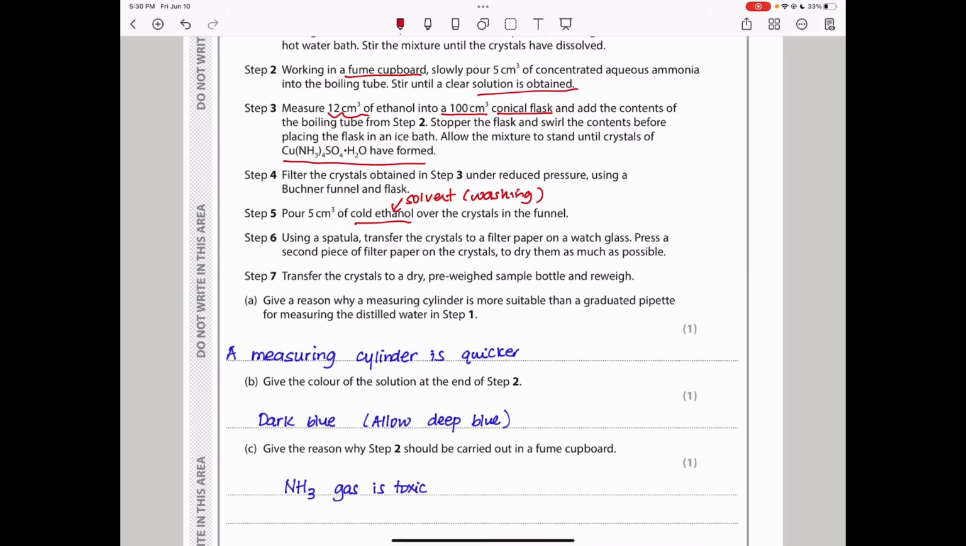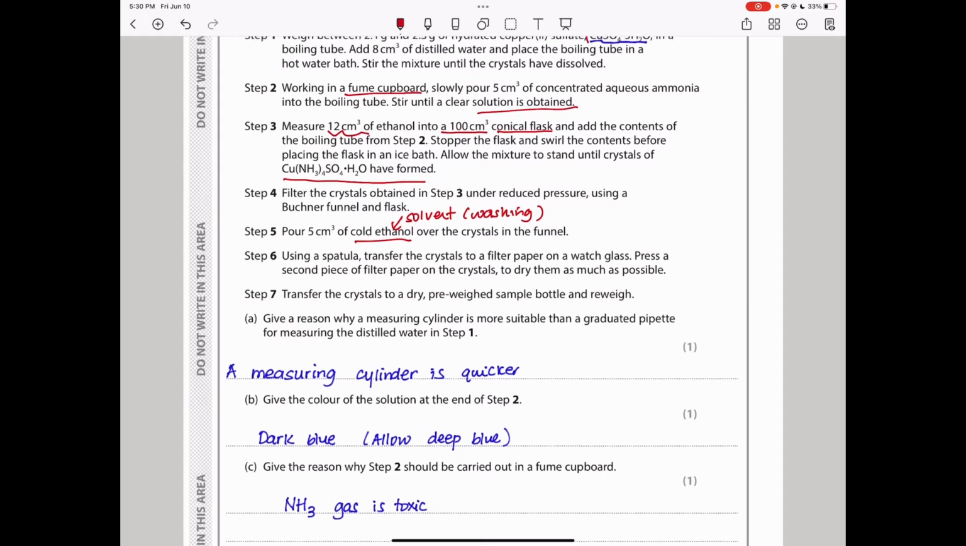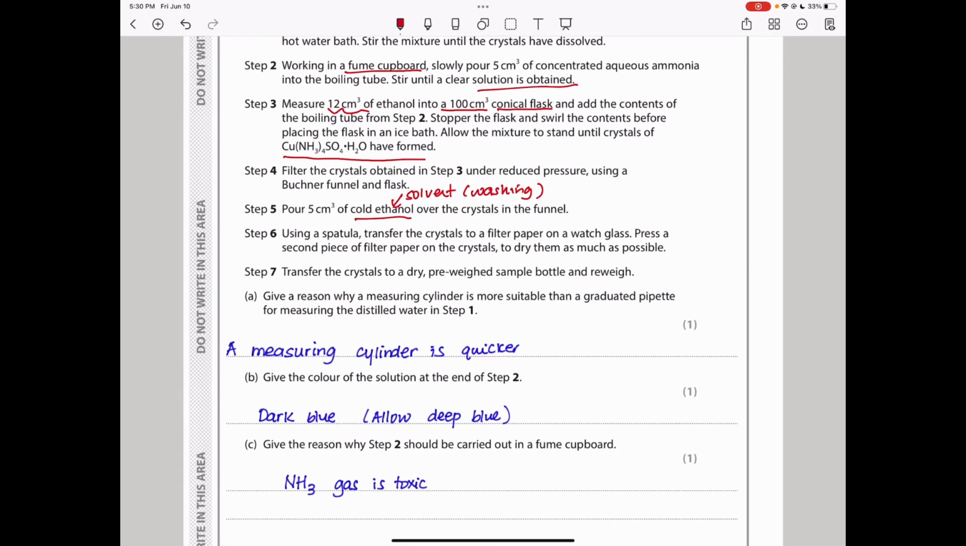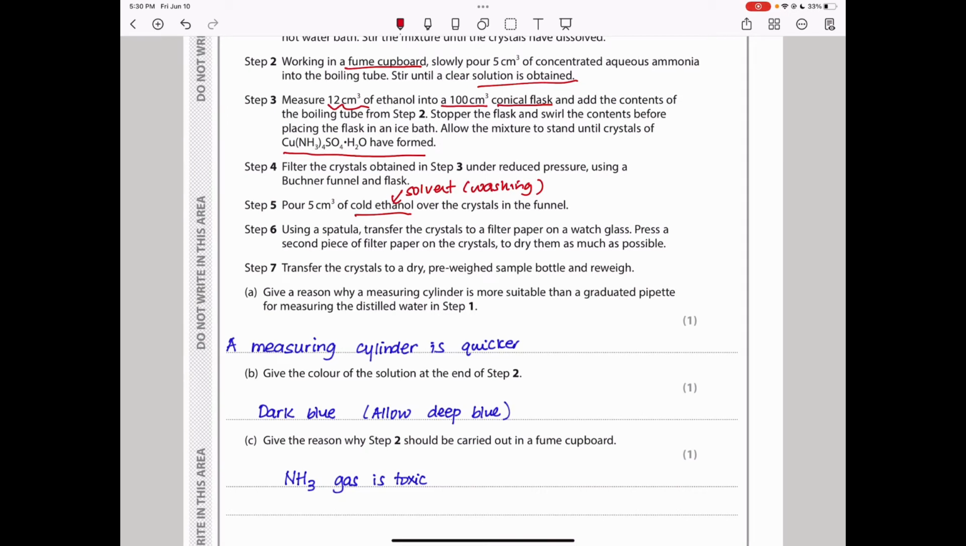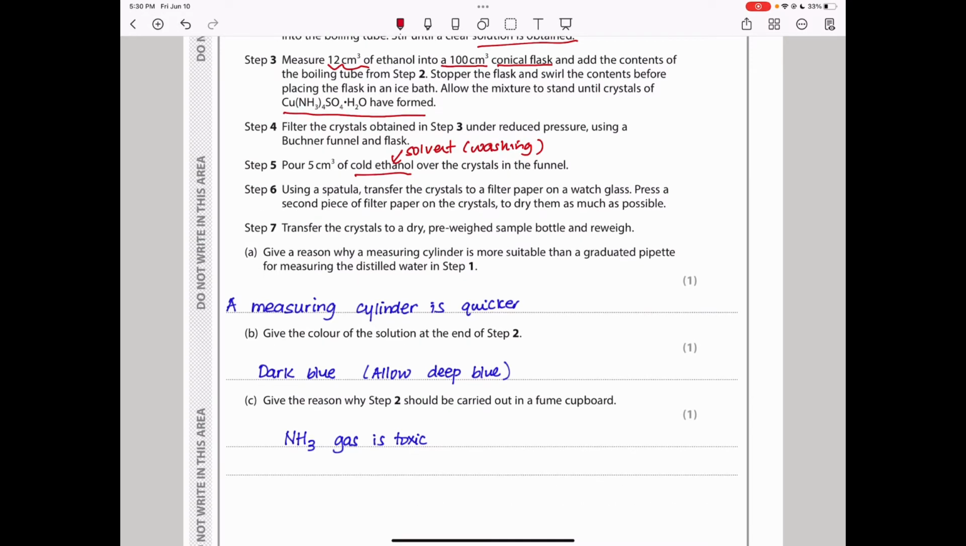Next question says, give the color of the solution at the end of step 2. The end of step 2, let's see. Step 2, they said, working in a fume cupboard, slowly pour 5 cm³ of concentrated ammonia into a boiling tube and stir. Here we're going to see a dark blue solution form, because this is going to be copper in here. Remember, copper in ammonia, we form a deep blue solution. So here we expect a dark blue solution.